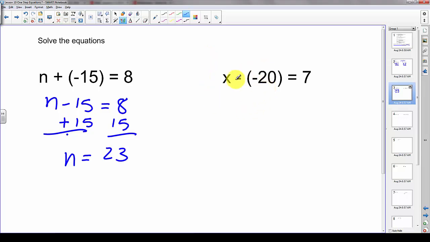Now in this equation, I'm subtracting a negative number. I'm going to rewrite this. I like to think of subtracting sometimes as adding the opposite. In this case, if I add the opposite, I really have x plus 20 is equal to 7. So if I want to undo an addition of 20, I subtract 20.